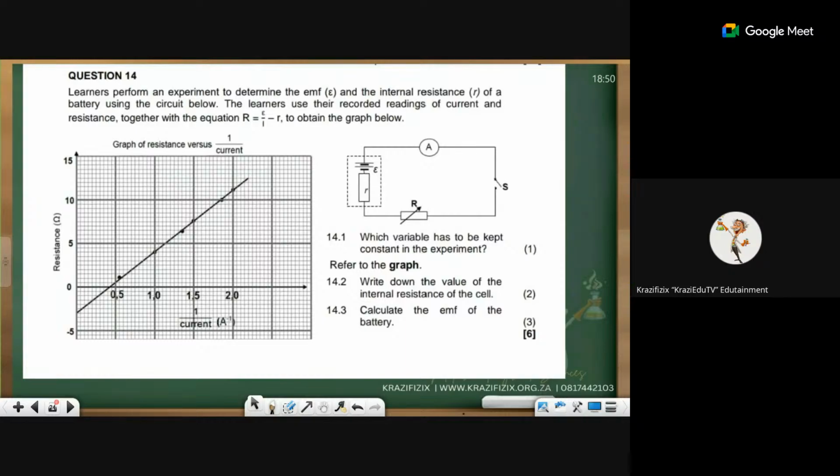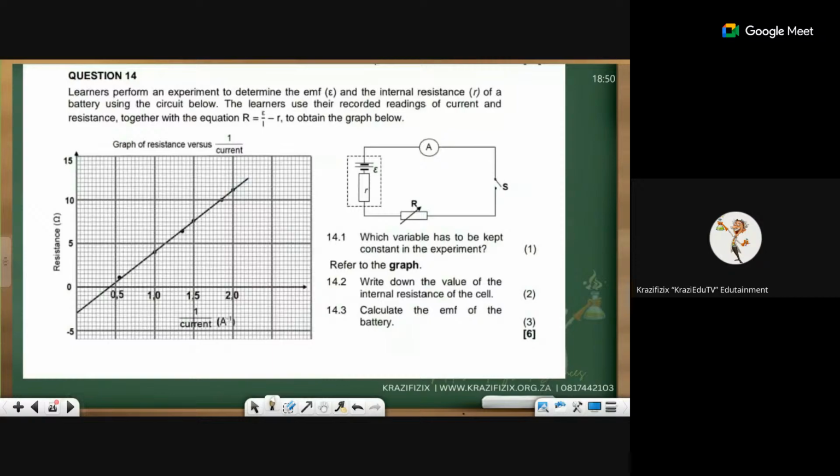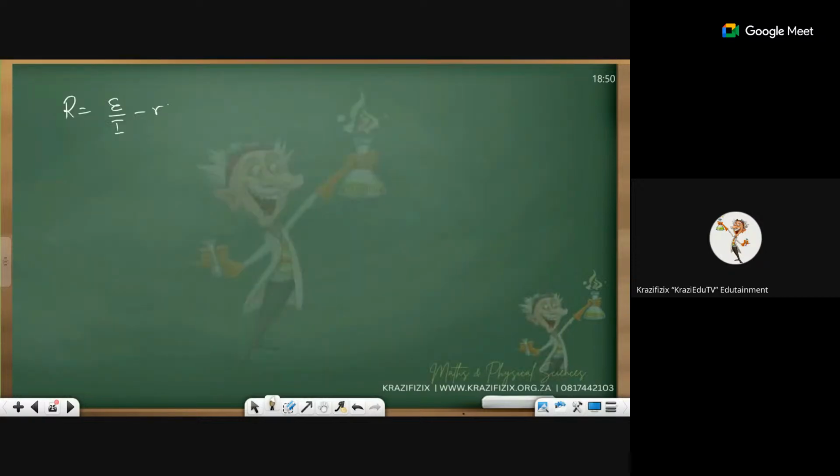Now, which variable has to be kept what? Constant in this experiment. Temperature is always something to be kept constant. Write down the value of the internal. Guys, before you even start, let's break this down. What's on the Y? Resistance. What's on the X? 1 over I. So let's go and write, what's our equation? R equals to what? E over what? I. What? Minus what? R.